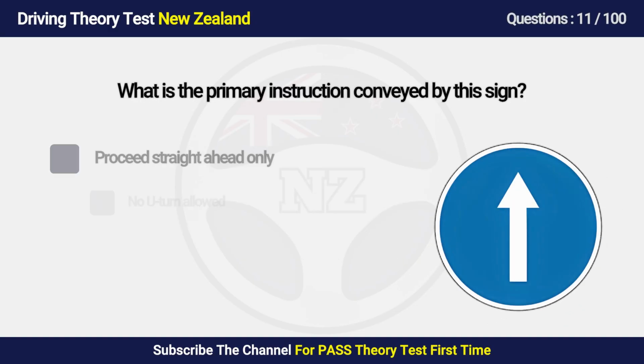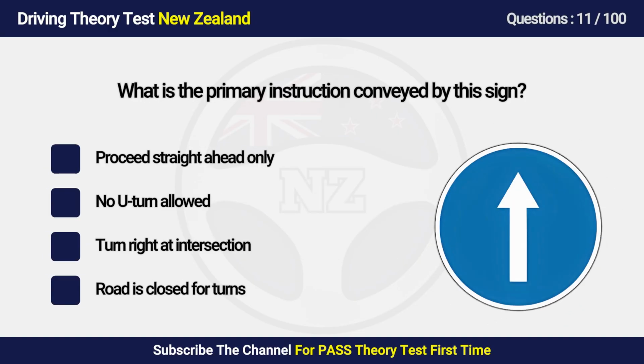Question 11. What is the primary instruction conveyed by this sign? A. Proceed straight ahead only. B. No U-turn allowed. C. Turn right at intersection. D. Road is closed for turns.